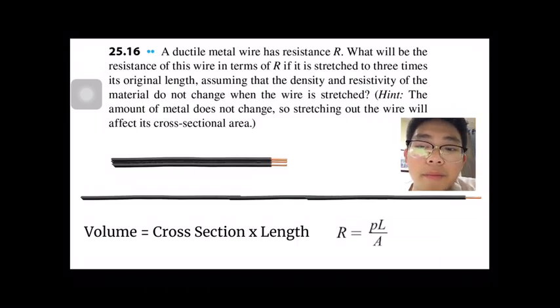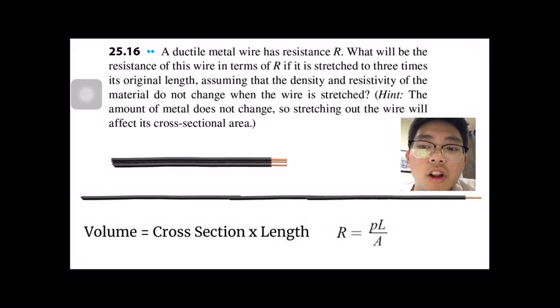Again, I am just giving an example number, and this can be applied to multiple lengths and multiple cross-sectional areas. We are just using 3 and 1 as sample numbers so that we can easily calculate the resistance in terms of R.